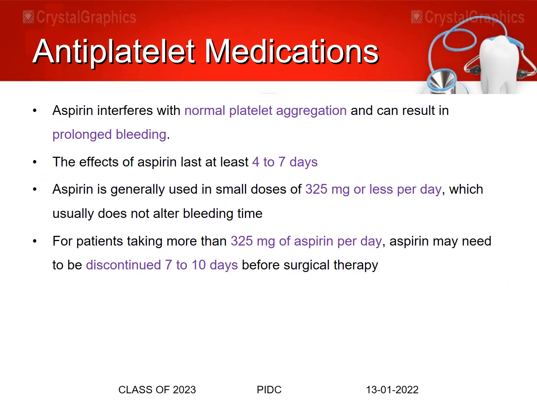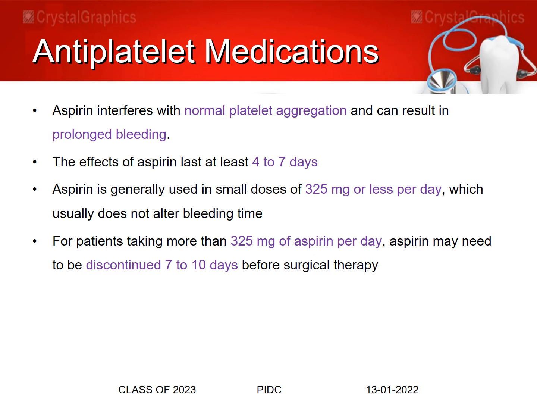Antiplatelet medications, especially aspirin, interfere with normal platelet aggregation and can result in prolonged bleeding, and its effect lasts for 4 to 7 days. Usually if it is in small doses of 325 milligrams or less per day, then it need not be altered, but in patients taking more than 325 milligrams per day, aspirin has to be discontinued 7 to 10 days before the surgical therapy.